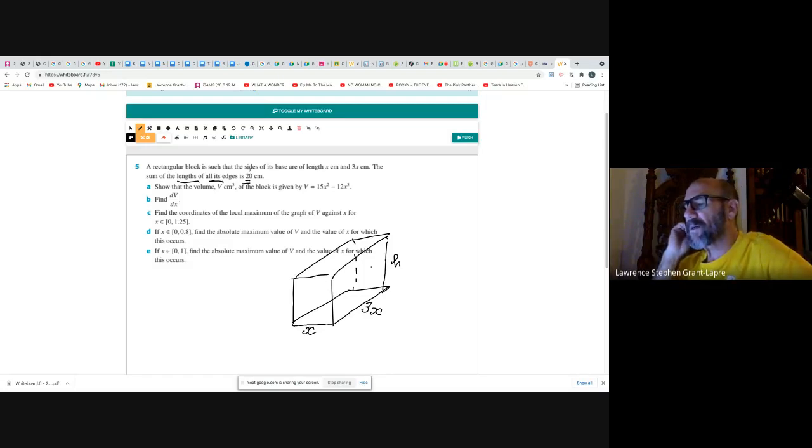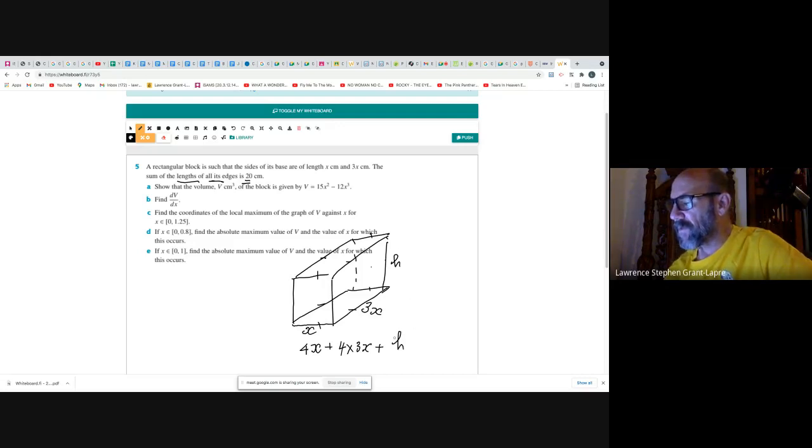Rectangular block is such that the sides of its base are lengths x and 3x, and the sum, okay, so the x, there's 1, 2, 3, 4 of those. 3x, there's 1, 2, 3, 4 of those. And there's this height, which we don't know, and there's 4 of those. That's all the 12 edges. And the sum of those edges equals 20.